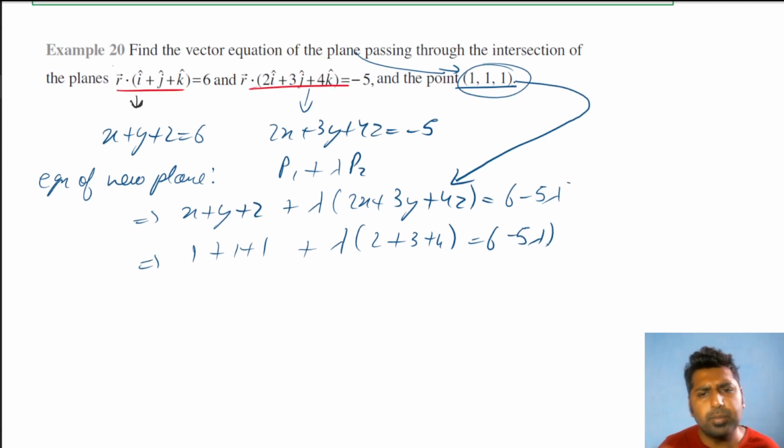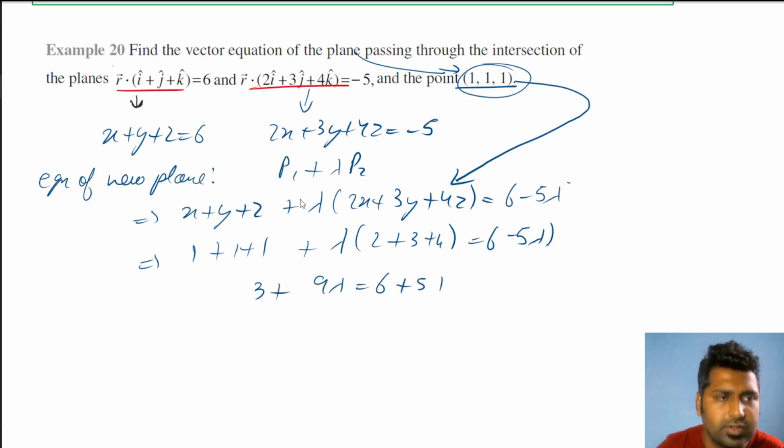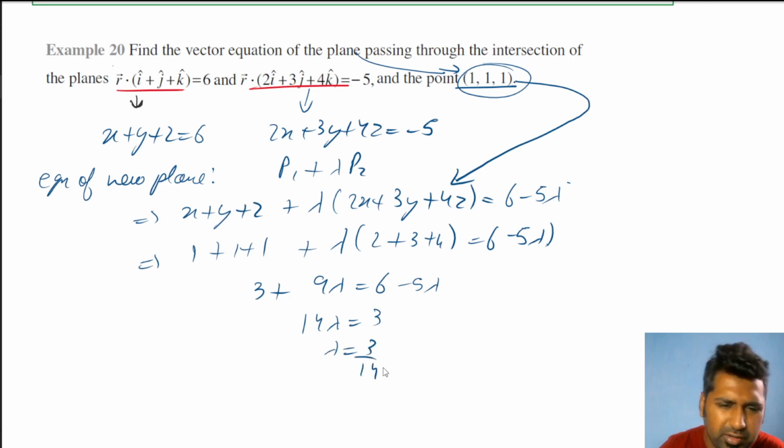So in order to get any particular equation of a plane passing through the intersection, you have to get the value of lambda, and the question will give you some condition to get it. Right now they are saying the plane is passing through 1, 1, 1, so this must satisfy the equation. So 3 plus 9 lambda is equal to 6 minus 5 lambda. So 9 plus 5, 14 lambda is equal to 3. So lambda is equal to 3 by 14. Weird value, but yes. Anyway.